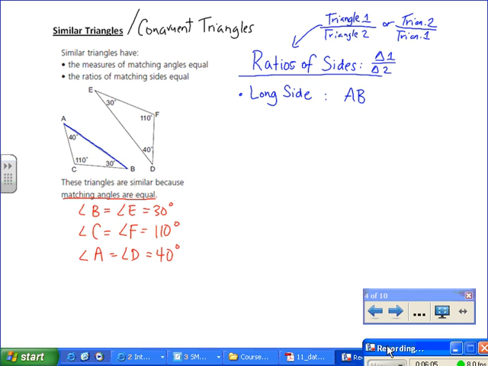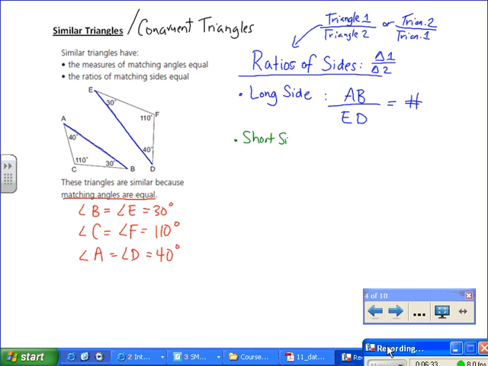Okay, so the longest side on triangle 1 is A to B, and I'm going to write that as a ratio over the longest side on the other triangle. On the other triangle, I can see that E to D is my longest side. If I knew these values, I would put them in, and that's going to give me a number, and that's called the ratio for the longest side. Then I'm going to compare the short sides.